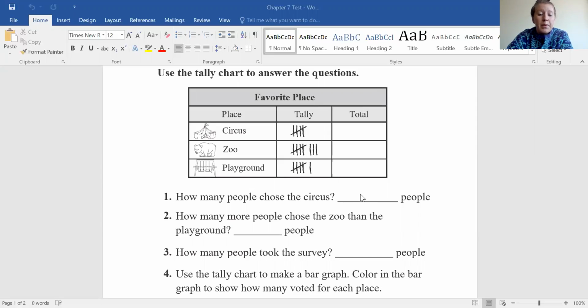Number 2, how many more people chose the zoo than the playground? We're comparing the numbers here. Find the difference. How many more? There's more people that chose the zoo. My question is, how many more?